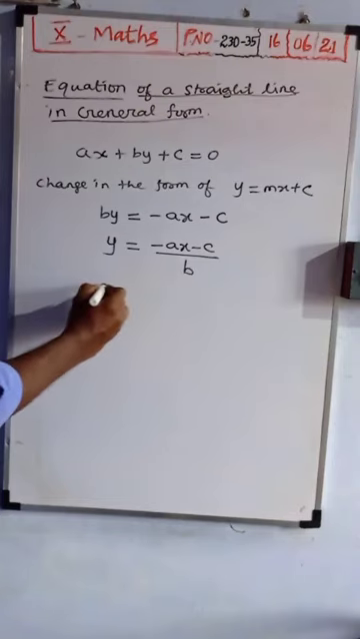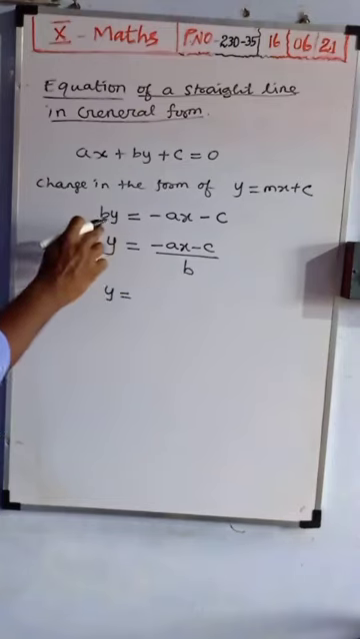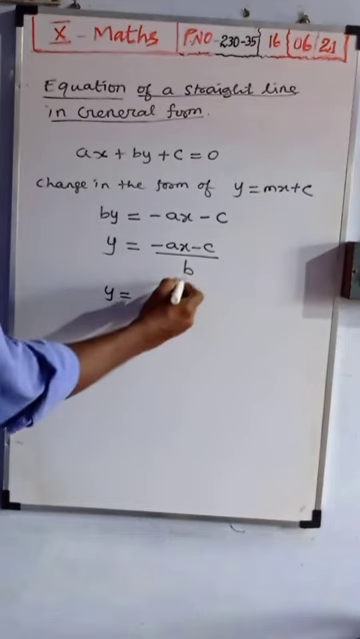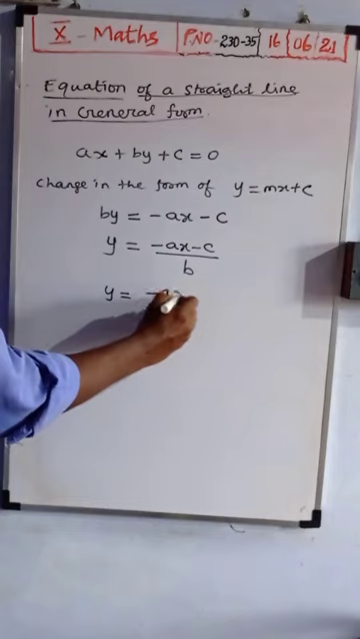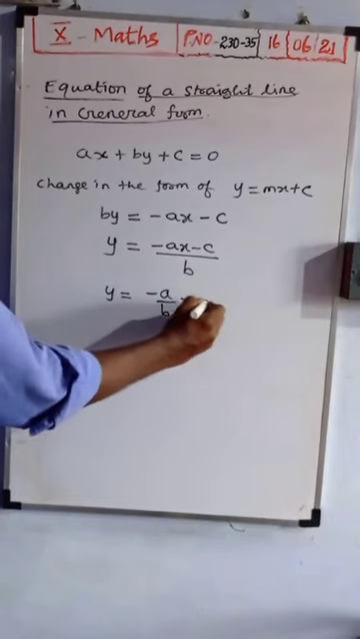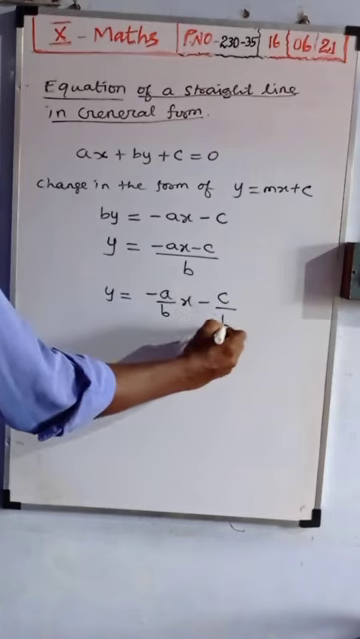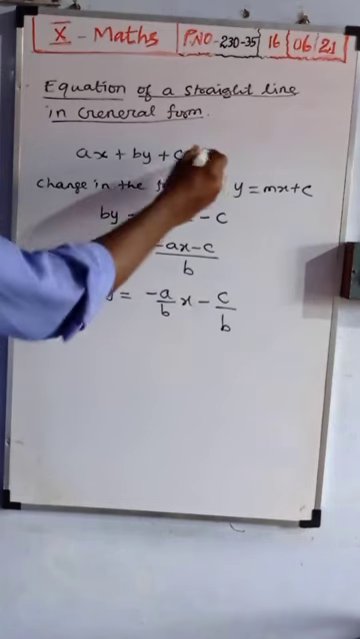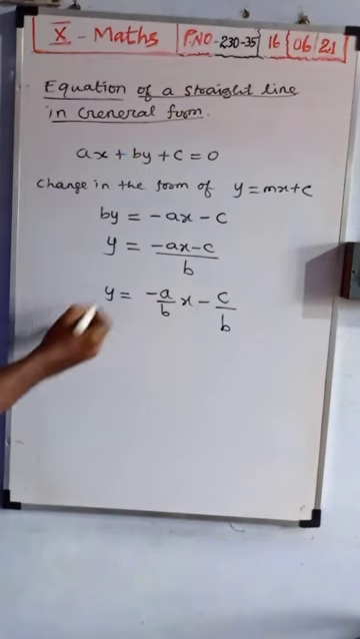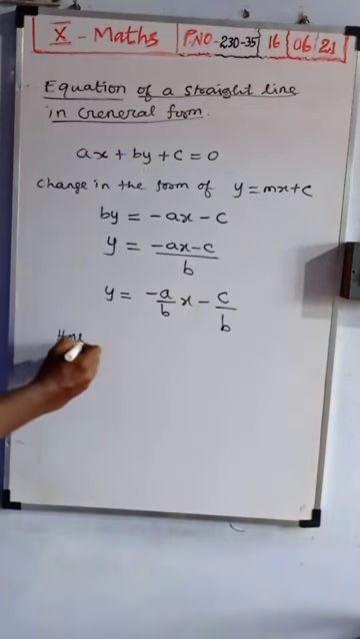Now b will go down. b is a real number, the coefficient of y, so b will go down. This b is common for both terms, so y is equal to minus a by b of x minus c by b. Now you should compare the general form and this one. So what will you get here?